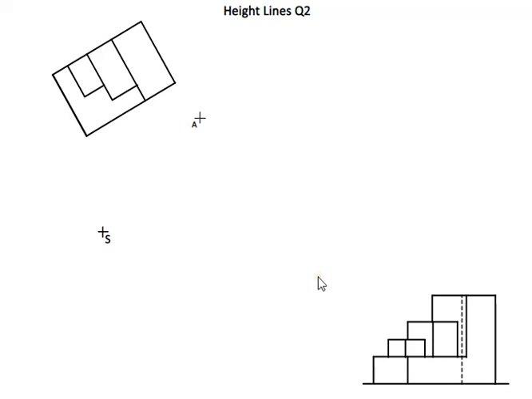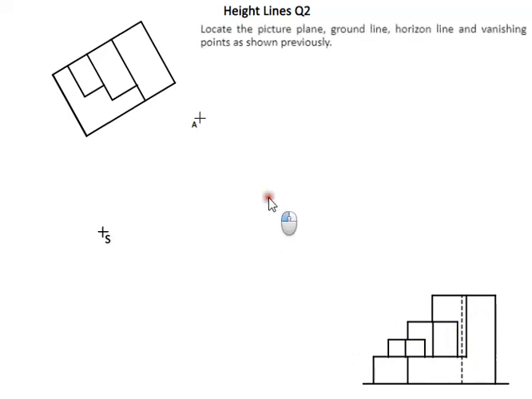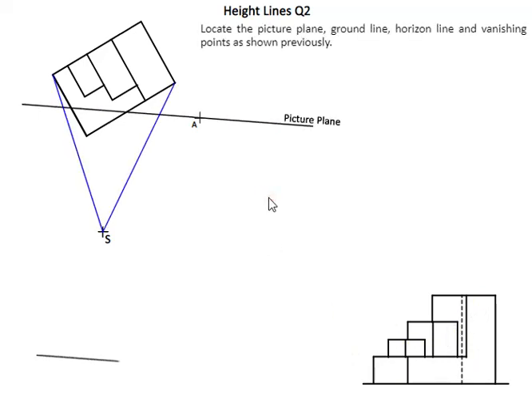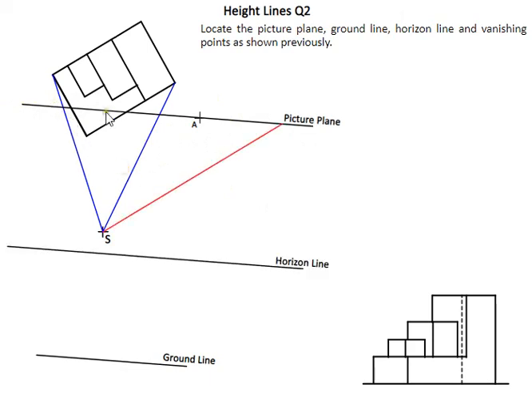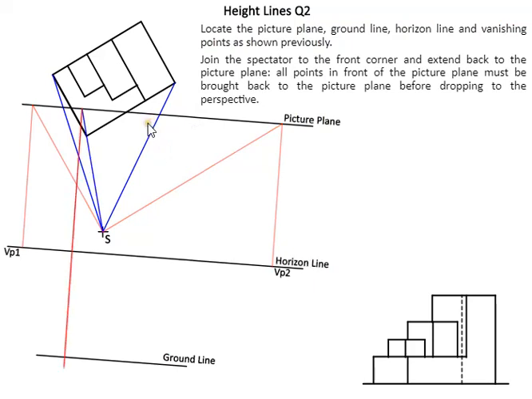Now this here's the second question on use of height lines. We can see in this image the elevation, what the actual object looks like. It's an L block with 2 other bricks inside it. If I quickly go through the start of this, what's different is the picture plane is now cutting through the object. So to find the front of the object, it's slightly different.